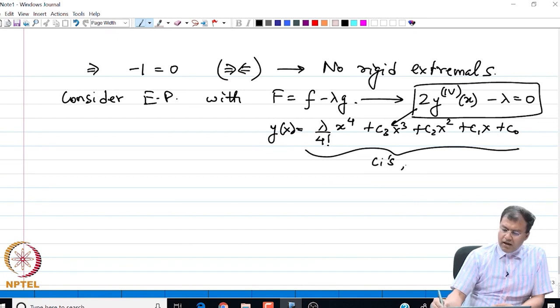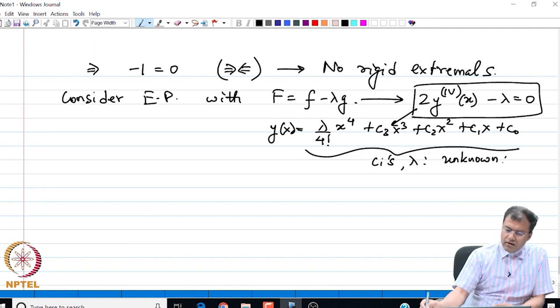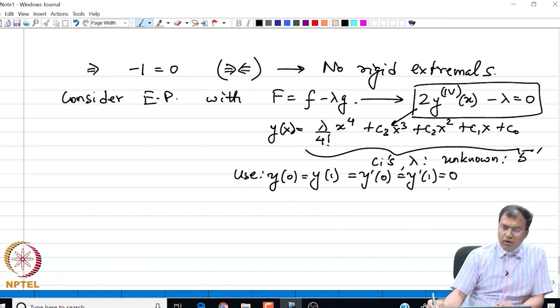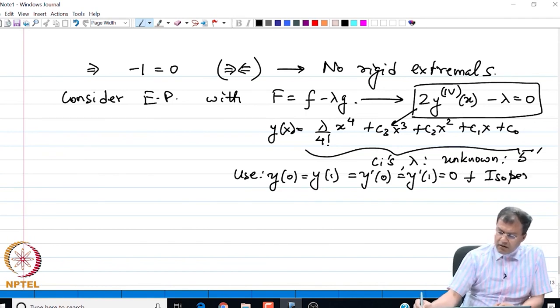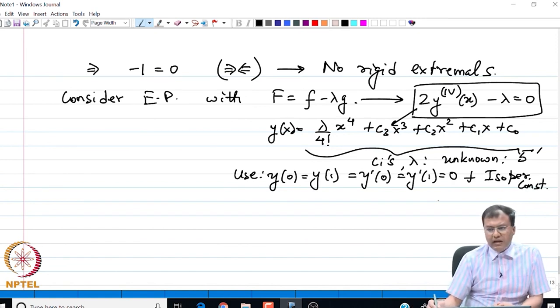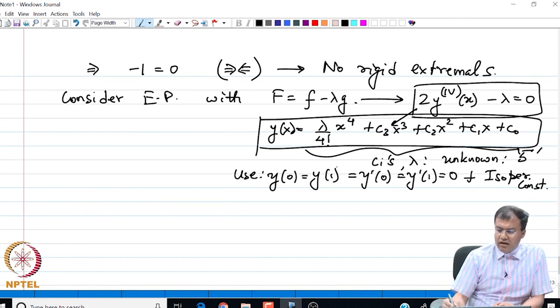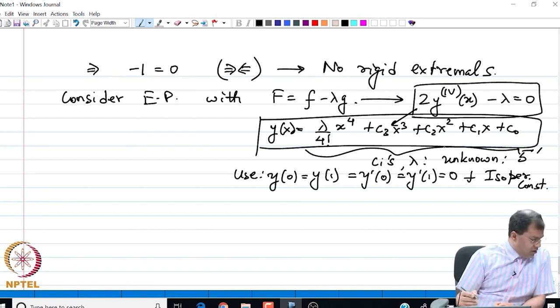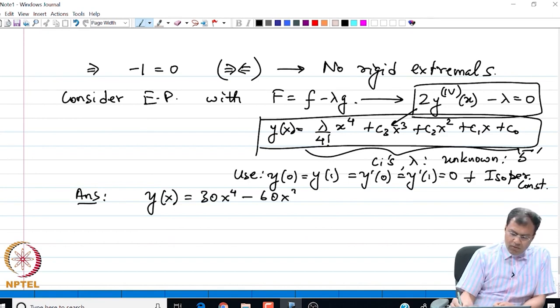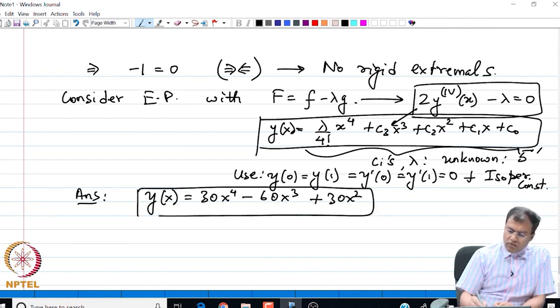The c i's and lambda are unknown, so there are 5 unknowns in total. But we also have the boundary conditions: y of 0, y of 1, y prime 0 and y prime 1 all equal to 0. So we have 4 boundary conditions plus the isoperimetric constraint, which makes 5 conditions for 5 unknowns, and hence the system is fully determinable. Students are asked to check that the system can be fully solved and find the values of lambda and the c i's as an exercise. I am just going to write the final answer. Please check that the answer is the following: y of x is 30 x to the power 4 minus 60 x cubed plus 30 x squared. This is the extremal that we get.